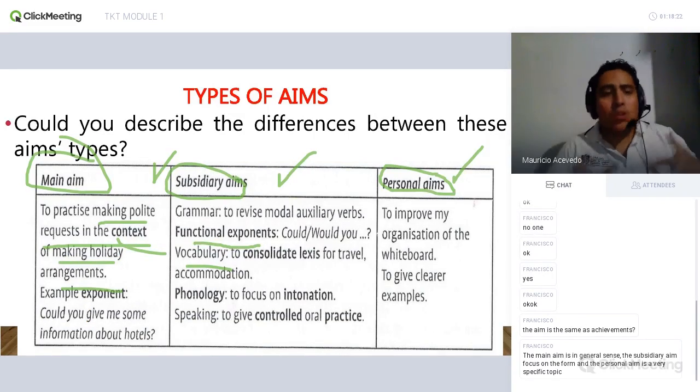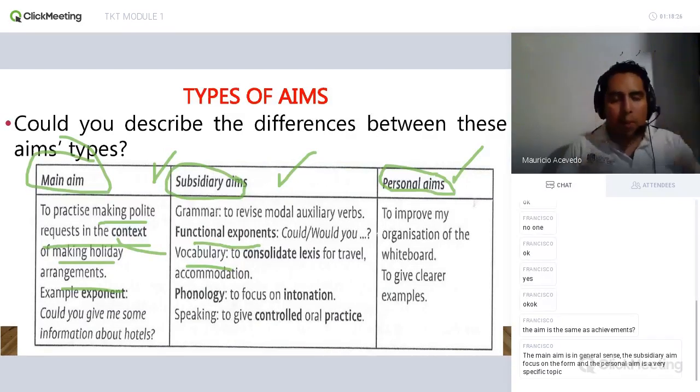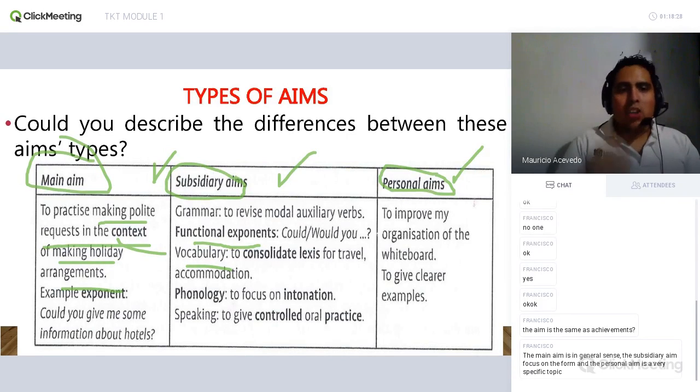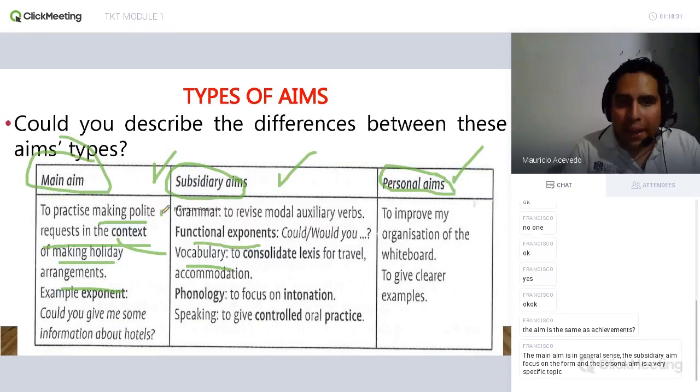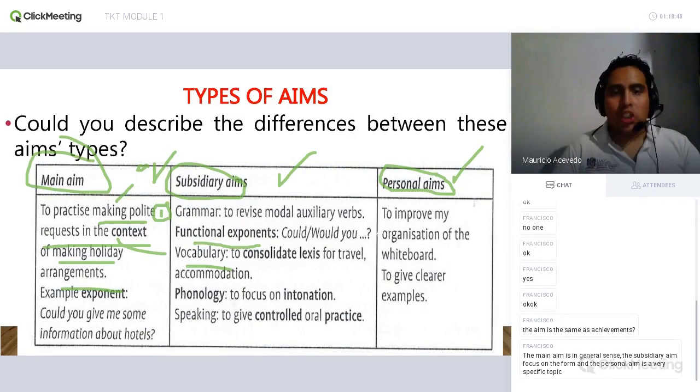So main aim is what you want your students to learn, the main or the most important part of the lesson. So in this case, Francisco, the main aim most of the time has three parts. What is part number one? The action, the verb. The making polite requests. That's the most important part, the action, what you want them to be able to do. You want your students to be able to make formal requests.